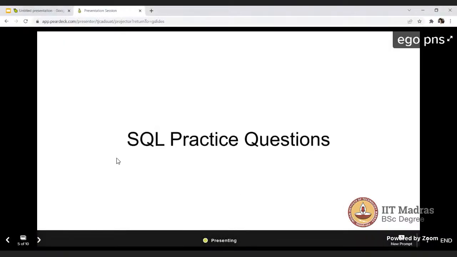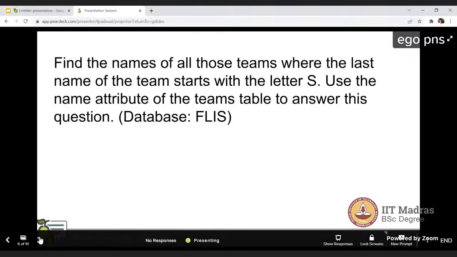Okay, let us take a few SQL practice questions then. So this is the first question. This is visible, right? Yes, sir, it is visible. Yeah. So you have to find the names of all those teams where the last name of the team starts with the letter S.